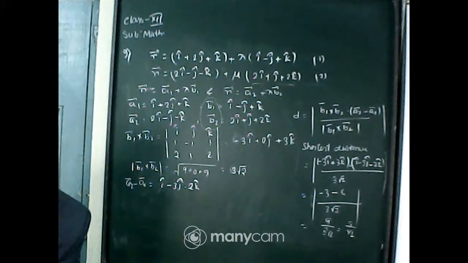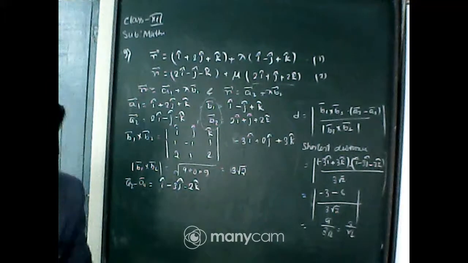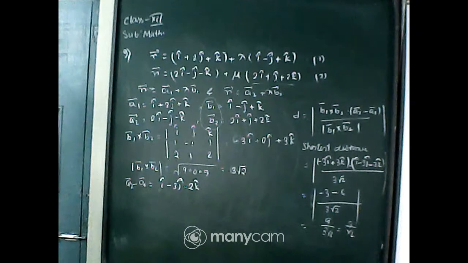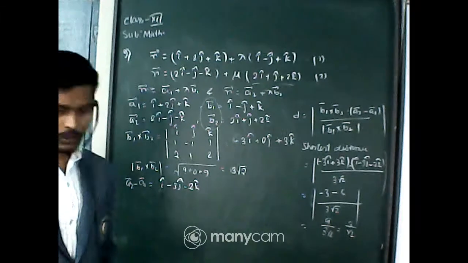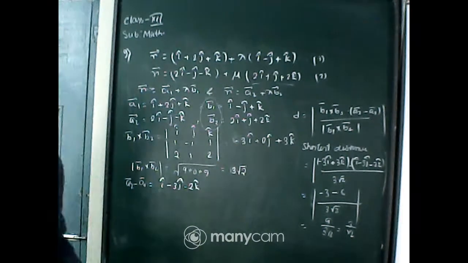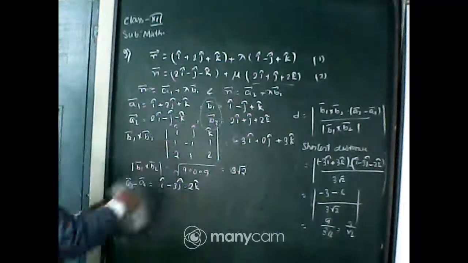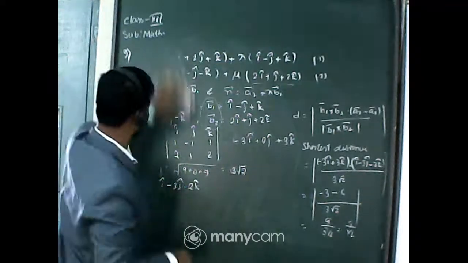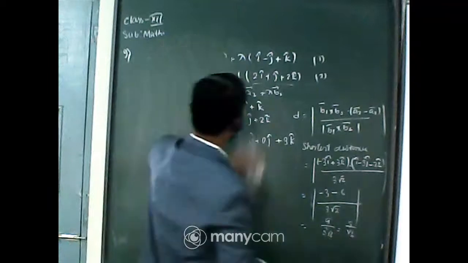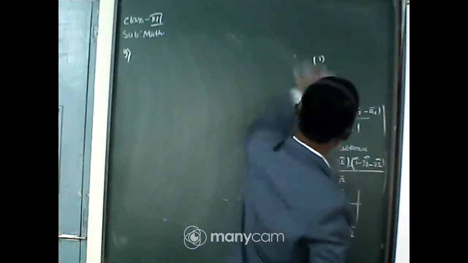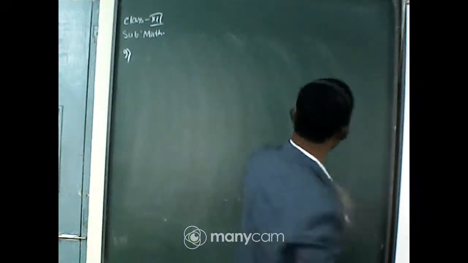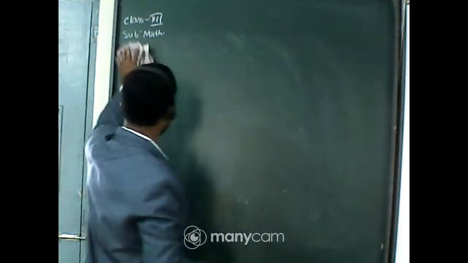Now we'll find the shortest distance between any two Cartesian lines. That is question number 15. Two equations of lines are given in Cartesian form, and we have to find the shortest distance between these two lines. So let's write the equations first.